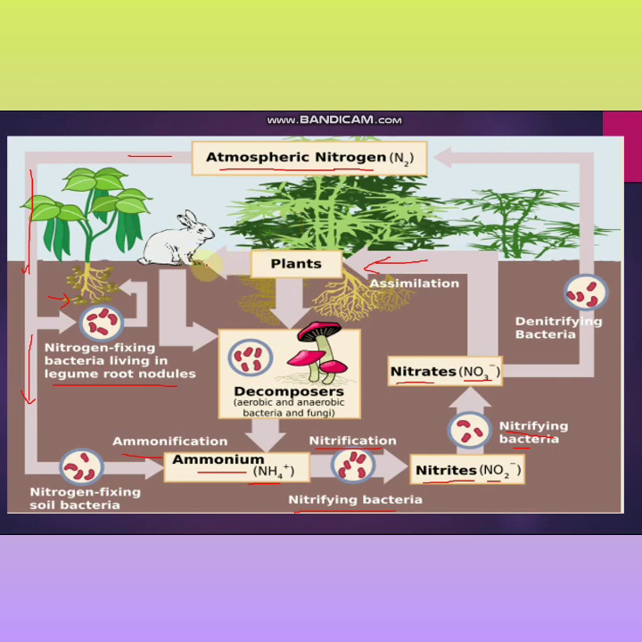Now the animal will take the plant product, and after the death of the animal, the process of decomposition occurs with the help of aerobic and anaerobic bacteria and fungi. This will convert the amount of the nitrogen which occurs in the protein of the animals into the soil. Once again, this nitrogen is absorbed by the plant. So this is the same cycle as we have seen previously in the nitrogen cycle.